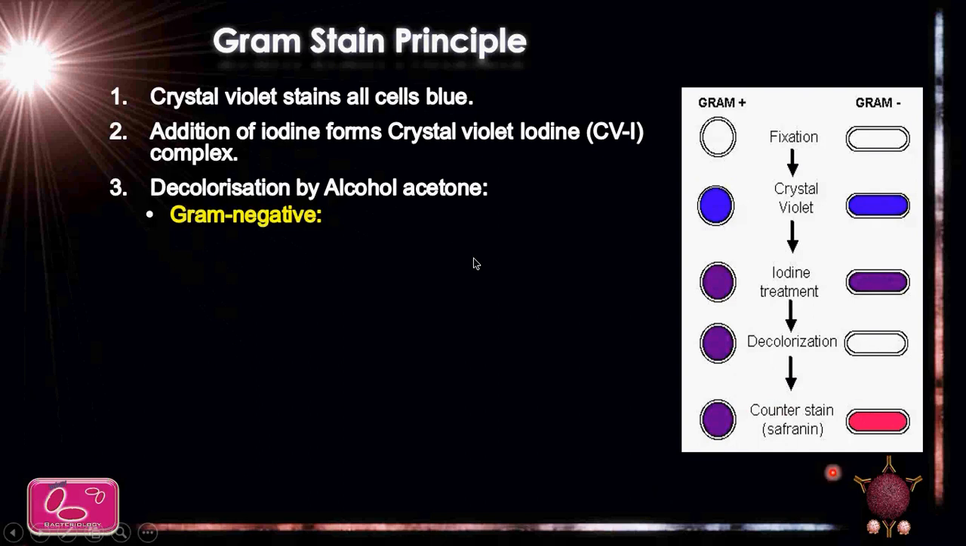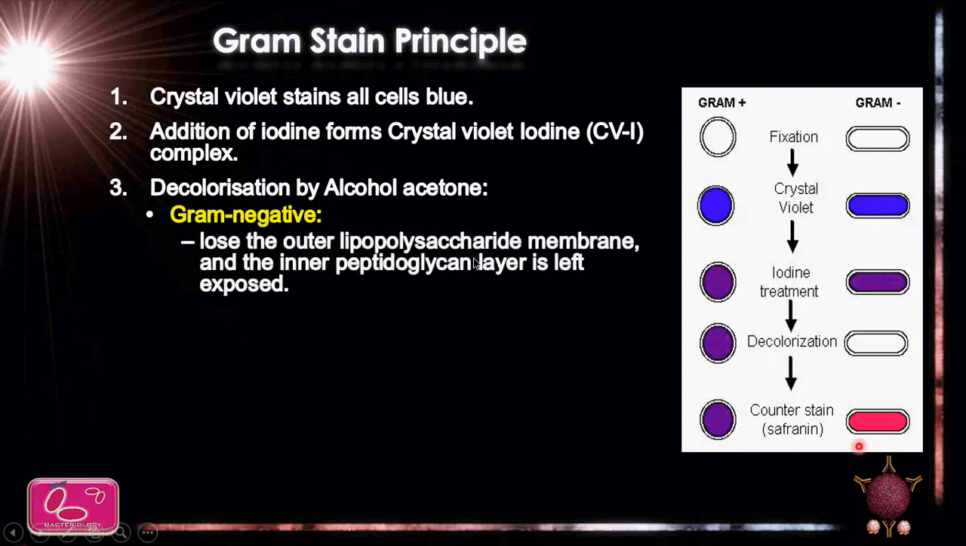In the first case, in the gram-negative, because their cell wall is quite thin, they will lose their outer lipopolysaccharide membrane and the inner peptidoglycan layer, and then, as you can see, the whole crystal violet iodine complex will be removed because the wall is quite thin.